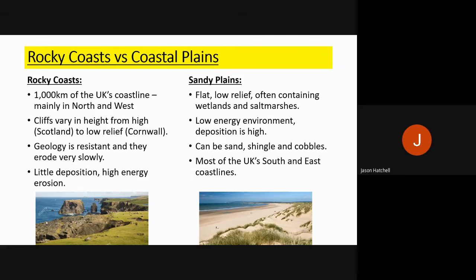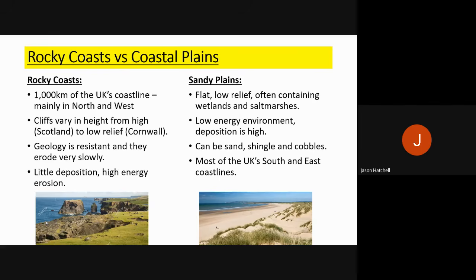The geology in these places is very resistant, so the rocks are very resistant and they erode very slowly. And there is little deposition, but there is high energy erosion. So erosion is constantly taking place, but as we know, because the rock is a hard type of rock, it takes a long time for that rock to erode. And there is therefore also little sediment to deposit.